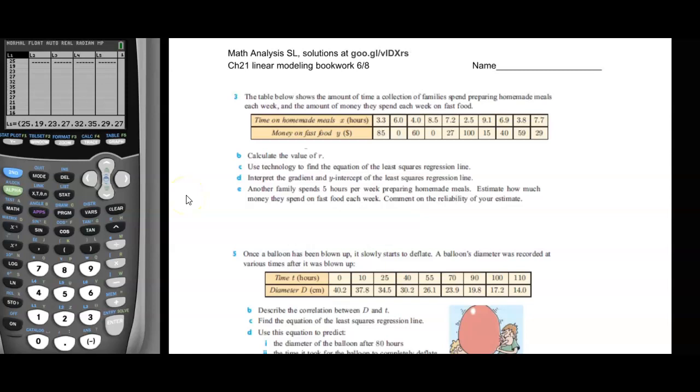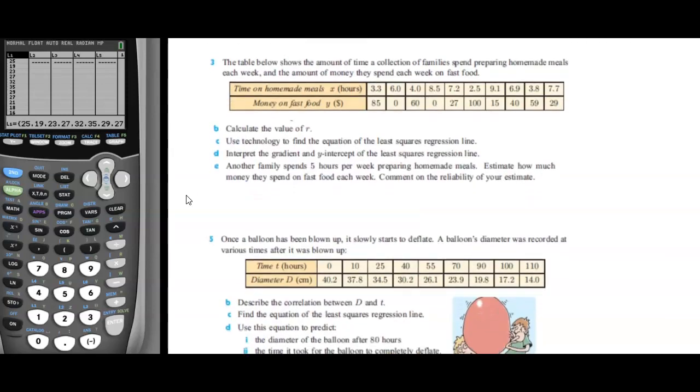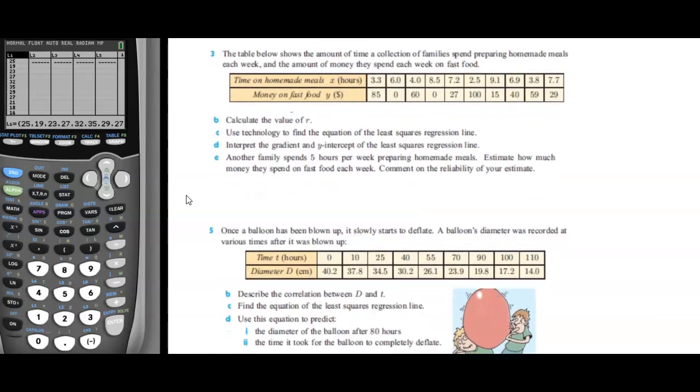Page 6 of linear modeling. The table below shows the amount of time a collection of families spend preparing homemade meals each week and the amount of money they spend each week on fast food. There's probably a relationship between those two, right? Luckily we're not going to be graphing anything, so we're just going to be using the calculator to find R and find the linear regression line.